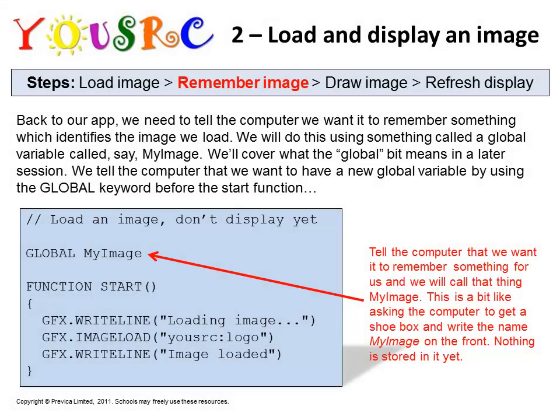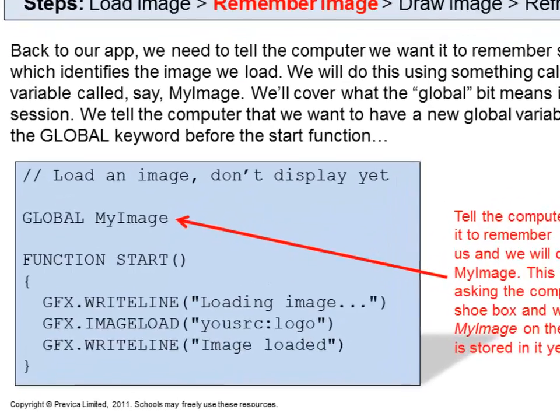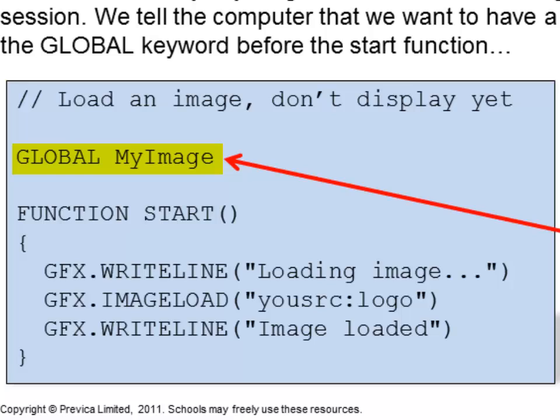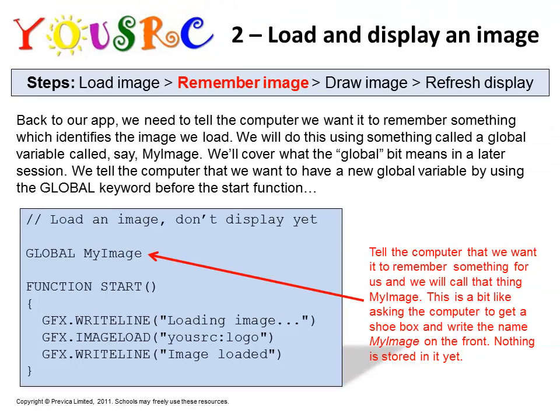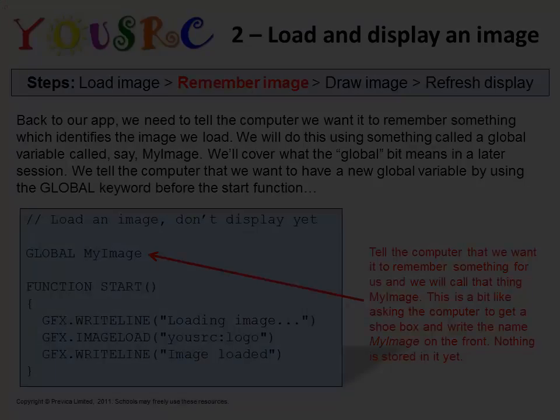To use our image, we need the computer to remember our image when we load it. To do this, we create something called a global variable. The global bit means we tell the computer about it before the start function and use the global keyword. The global variable can be used to store a number or fetch it back from anywhere in the app. Telling the computer about a new variable is called declaring it to the computer. Here we have declared a new global variable called myImage, and we've used capital M and I to help us read the name. So now, using our shoebox analogy, we have a shoebox called myImage written on the front, but we haven't stored anything in it yet.